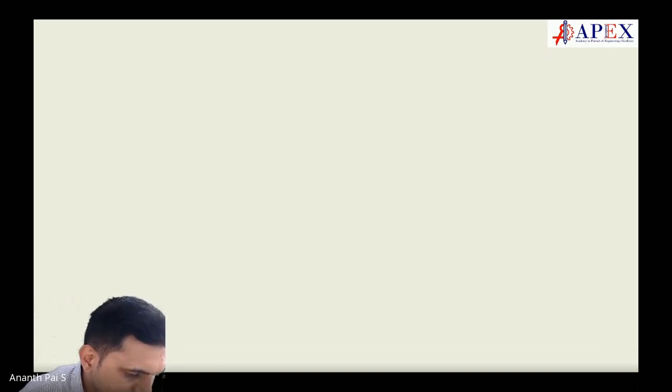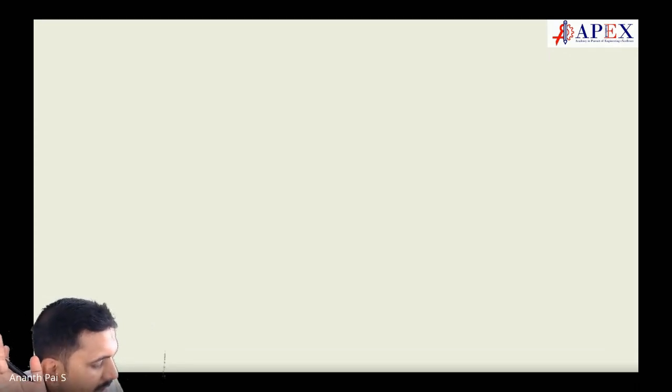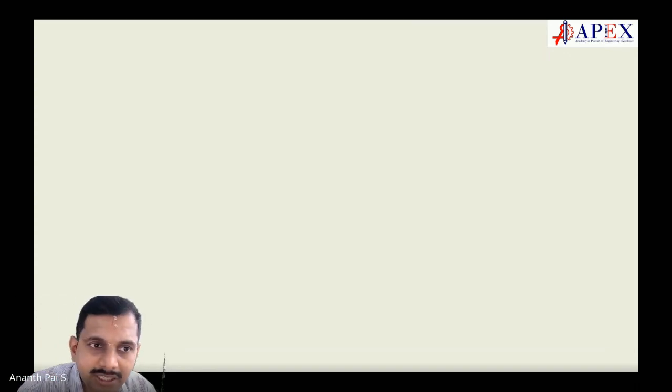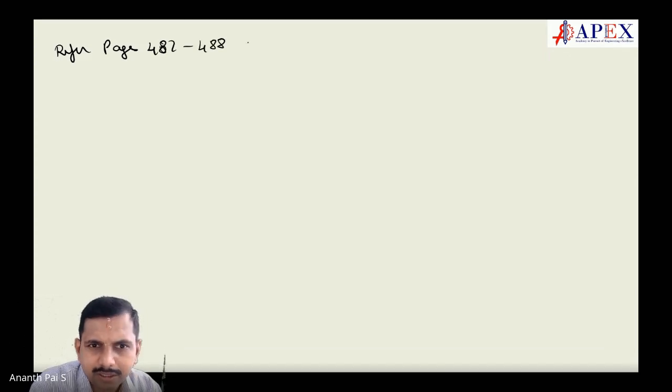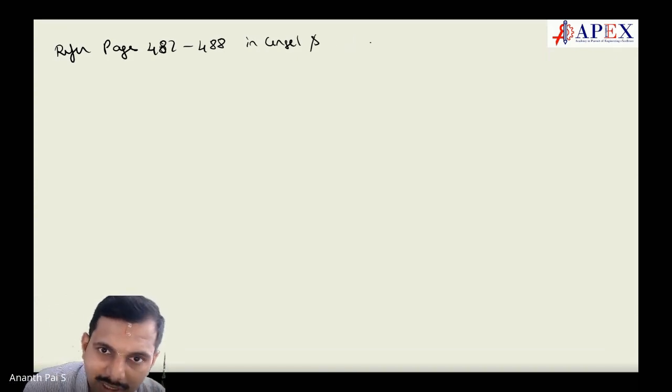Now let us see the temperature profile as well. I would like you to see pages 487 and 488 in our Cengel and Ghajar. Very good, this one. So, not Cengel and Bowles. This is Cengel and Ghajar. I'm sorry. Cengel and Bowles is for the other one.